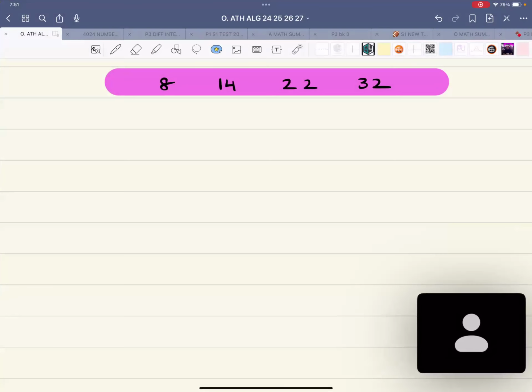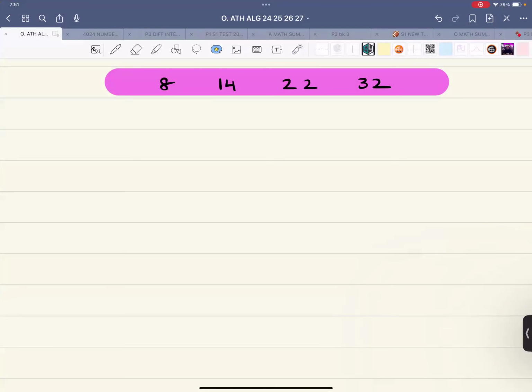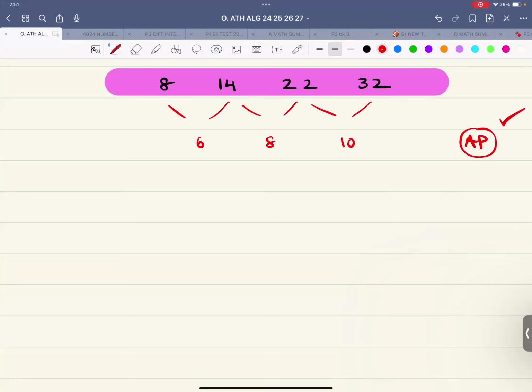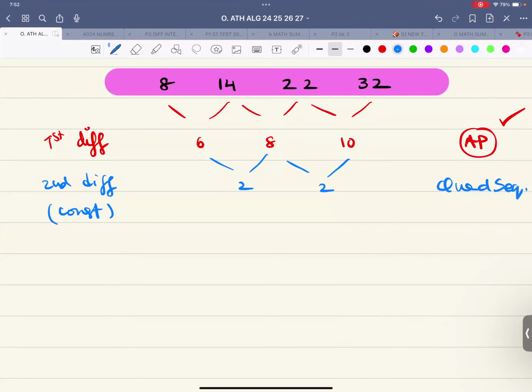So now over here, if I solve this question for you, first of all, what is the first difference? 8 and 14, that is 6. 14 and 22, that is 8. 22 and 32, that is 10. It's an AP. Yes, it's a quadratic sequence. This is the first difference. Now the second difference, that is 6 and 8, which is 2, 8 and 10, which is 2. The second difference is constant. So if the second difference is a constant, yes, it's a quadratic sequence.